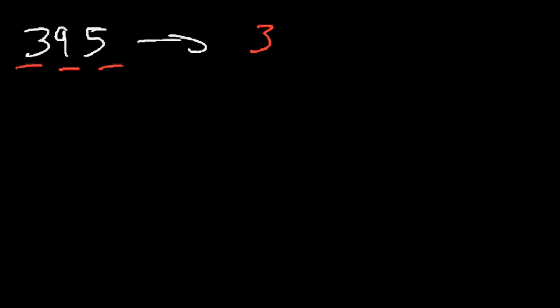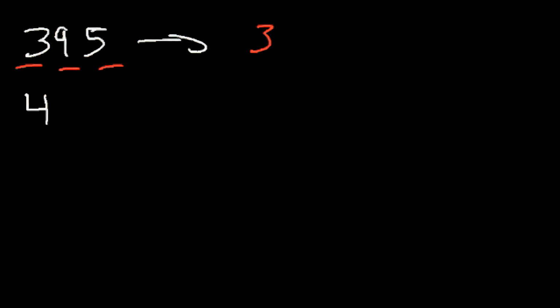The next topic in chemistry that we need to talk about is significant figures. So the first thing you need to be able to do is determine the number of significant figures within a number. So for example, 395 has how many significant figures? Any non-zero number is always counted as a significant figure. So we have 3 significant figures.